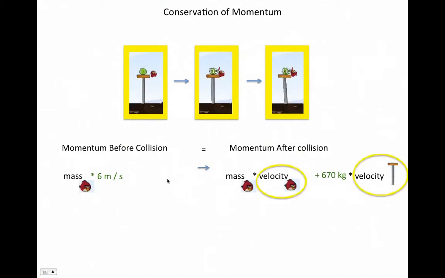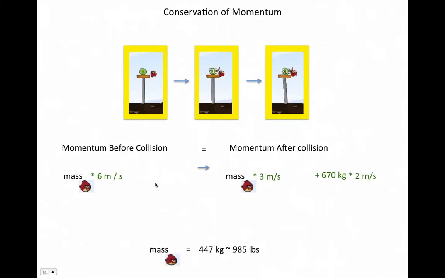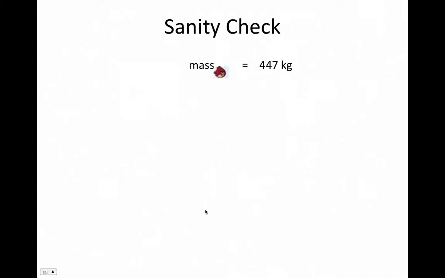Okay, so now we can plug these in. We'll do that. And now we can solve for the mass of a red bird. We solve for it, and the mass of a red bird is 447 kilograms, or 985 pounds. So let's just do a sanity check. That's half a ton. Okay, so mass of a red bird is 447 kilograms.